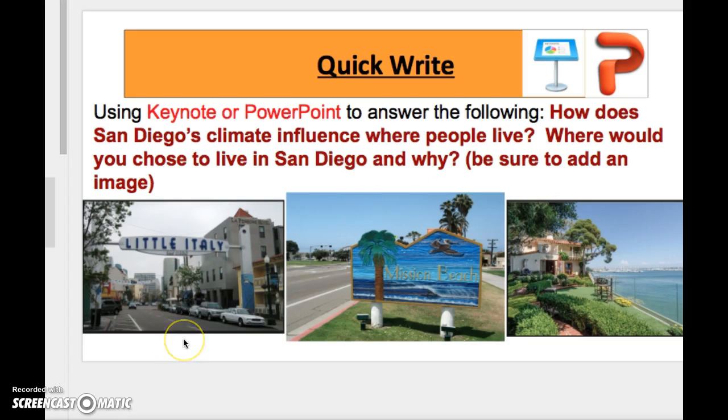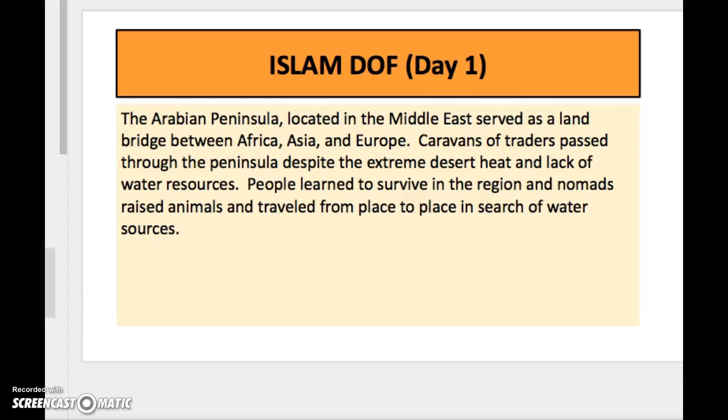Notice I have pulled these visuals of a few of San Diego's neighborhoods: Little Italy, close to downtown, Mission Beach, and the picture here is off of the shores of La Jolla. This should be a fun activity and increase your knowledge of the neighborhoods around National City or within San Diego County. Very next thing that we'll take a look at is your daily oral fluency for Islam.